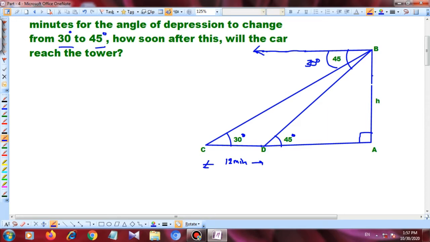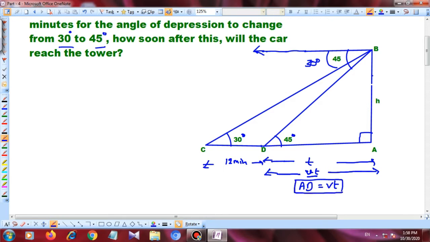Then to find the time taken by the car to reach the tower, means the time taken from D to A by the car, suppose it is t seconds, right? So let the uniform speed of the car be v, then this distance AD will be VT, because of the formula distance equals speed into time. So AD distance is V into T.